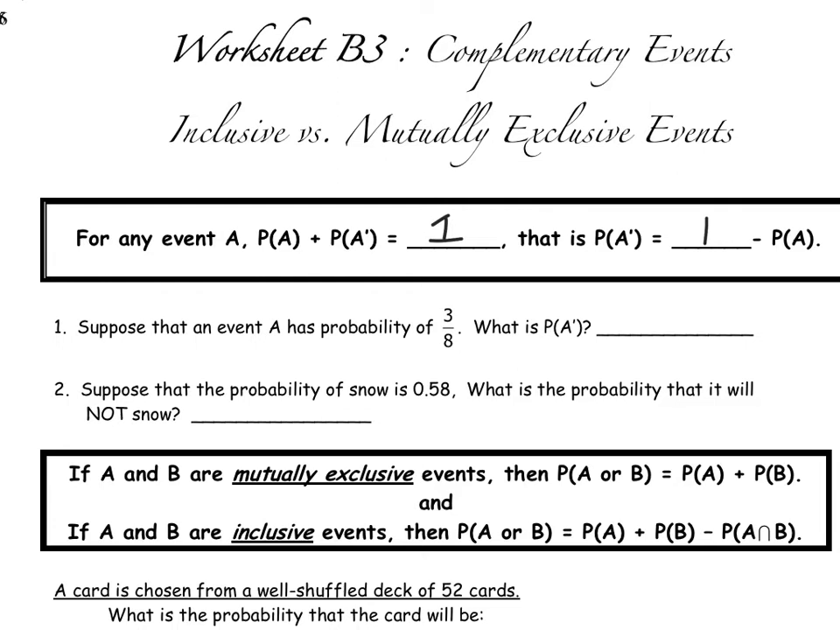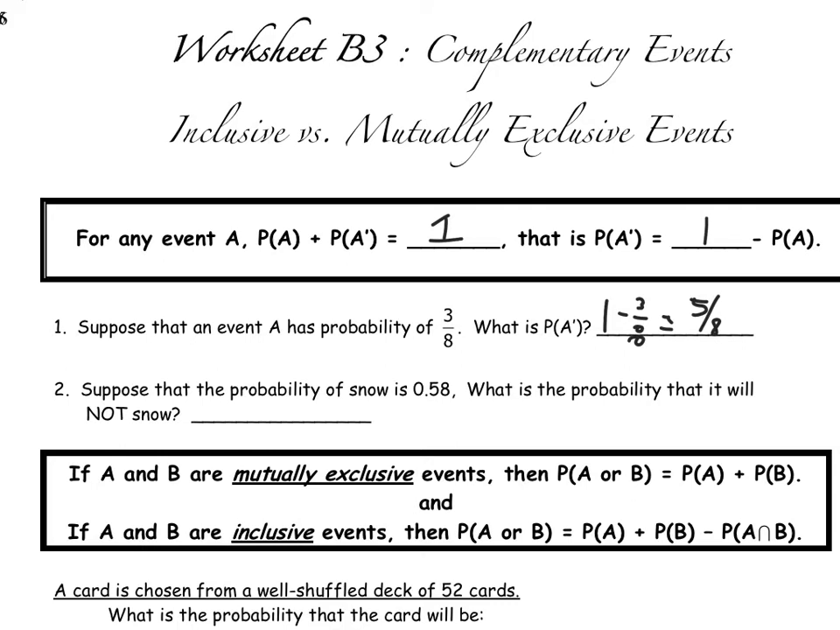So it says, suppose an event A has a probability of 3/8. What is the probability of it not happening? Essentially, I'm going to take 1 and subtract 3/8 from it. Well, 8/8 minus 3/8 gives me 5/8 left over. So if the probability of it happening is 3 out of 8, the probability of it not happening is 5 out of 8.